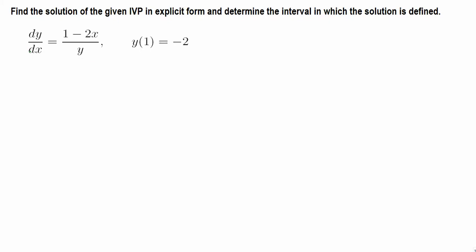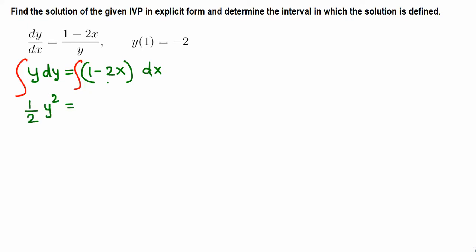So let's separate the variables. y dy equals 1 minus 2x dx. Let's integrate both sides. We get 1/2 y squared equals antiderivative of 1 is x minus antiderivative of 2x is x squared plus c. Okay, let's say c1 for now.